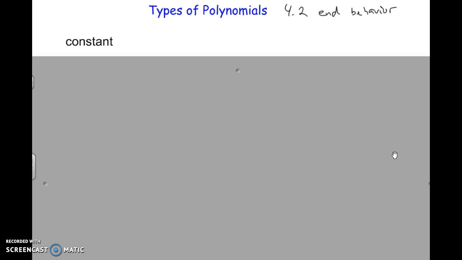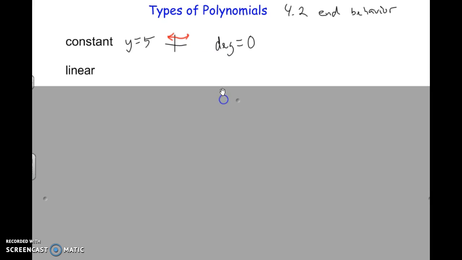So there are certain types of polynomials. One is a constant function. An example of this might be y equals 5. The type of graph is going to be a horizontal line. And the degree is equal to 0. So it actually doesn't have an x. It should be like x to the 0 power. It's just a constant, just a number there.